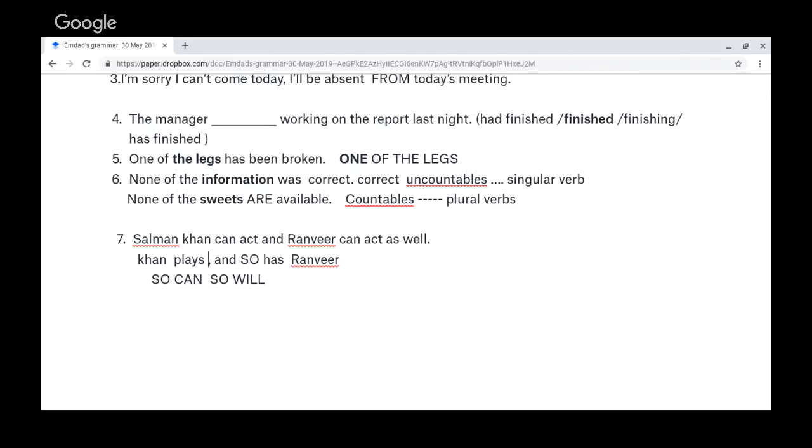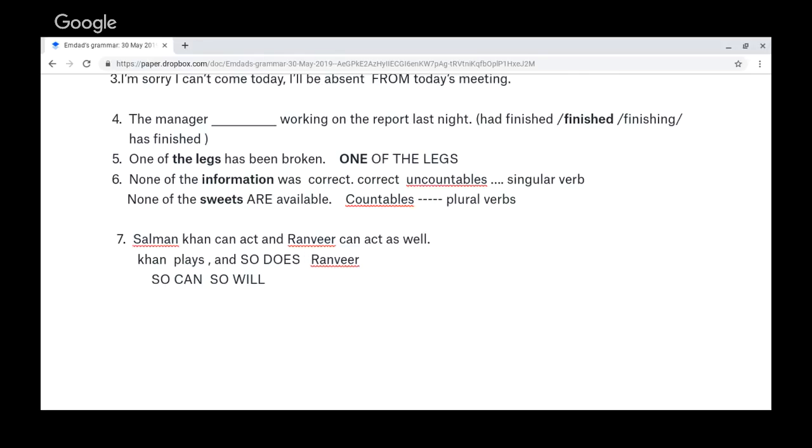Khan, place, present or past? Tell me. Present. Which one will I use? So can. Can I use it for future possibility? Can I use so did for past? What can I use here? And so does. Exactly. Khan plays and so does. Has will be used, sorry.